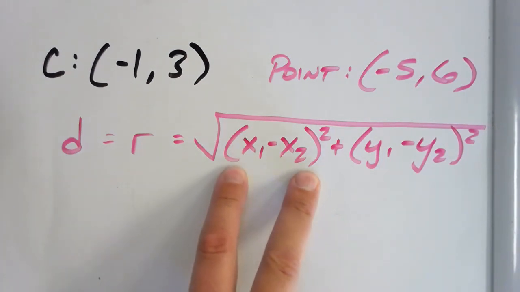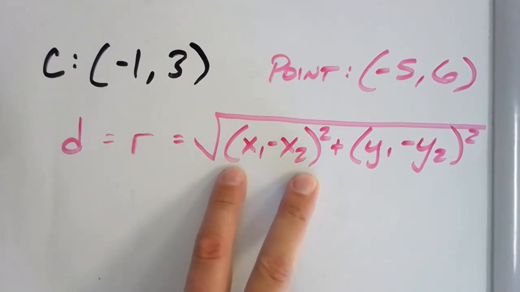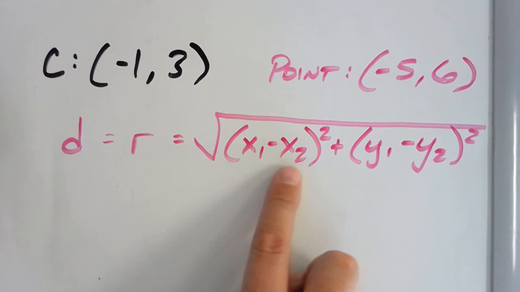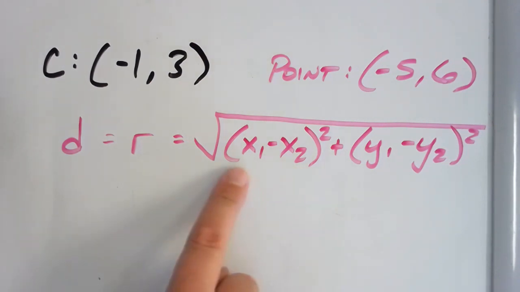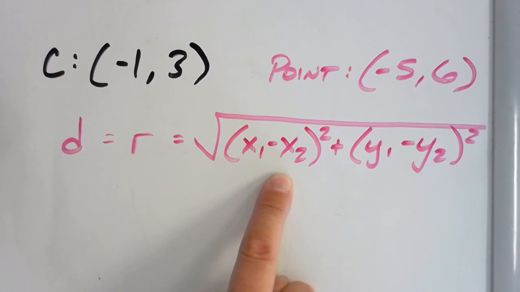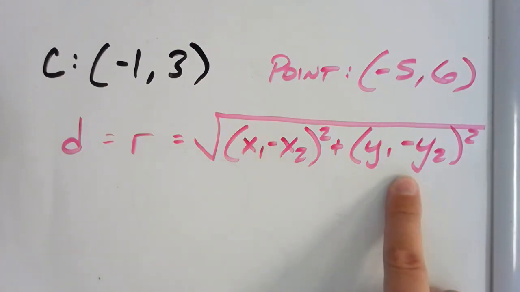x1 minus x2 literally describes the distance horizontally, the distance from left to right between any 2 coordinate points. If I subtract each of their x components, I'm finding out how far apart they are. And no matter where they're located in the coordinate universe, this will tell me how far apart from left to right they are. y1 minus y2 will tell me how far apart up and down they are.